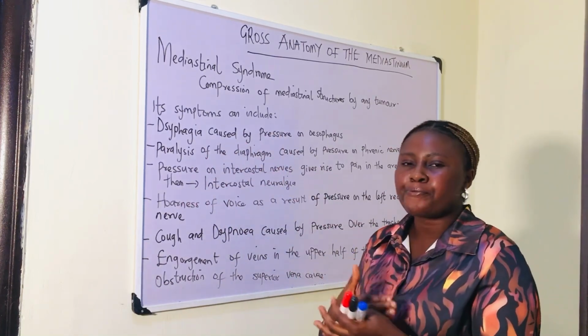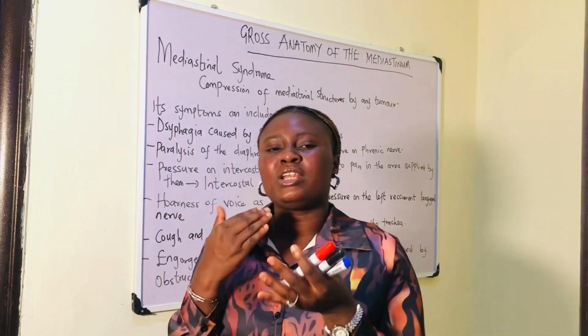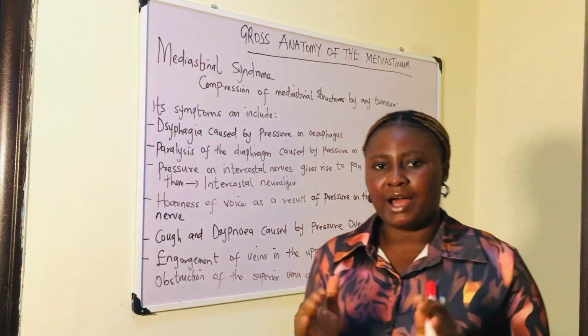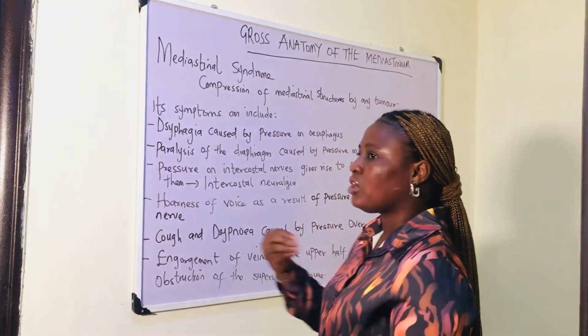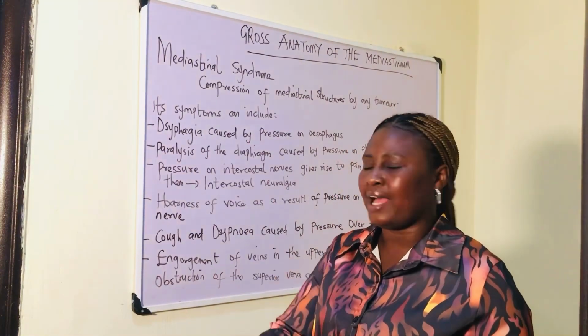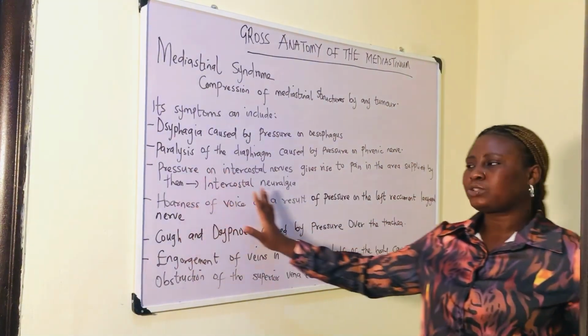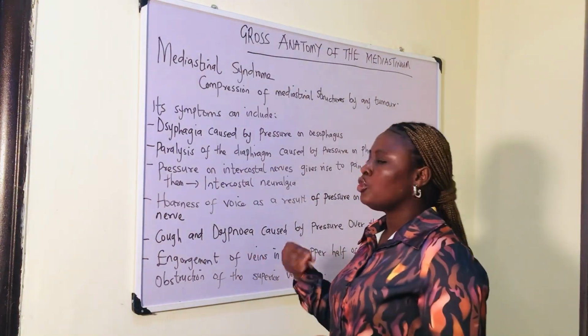The next one we are having is paralysis of the diaphragm caused by pressure on the phrenic nerve. You know, the phrenic nerve is the nerve that supplies the diaphragm. So when there is paralysis of the diaphragm, it's as a result of pressure on that nerve that supplies the diaphragm. Now the next one we are having is the intercostal neuralgia.